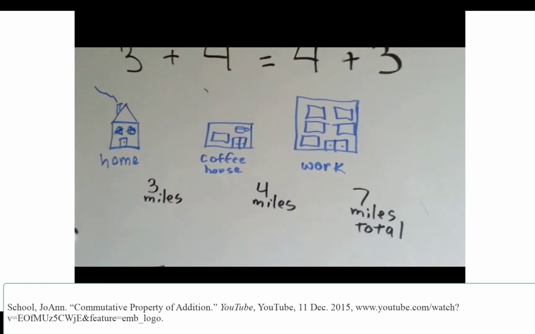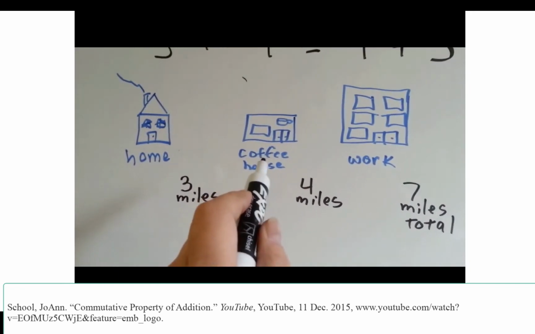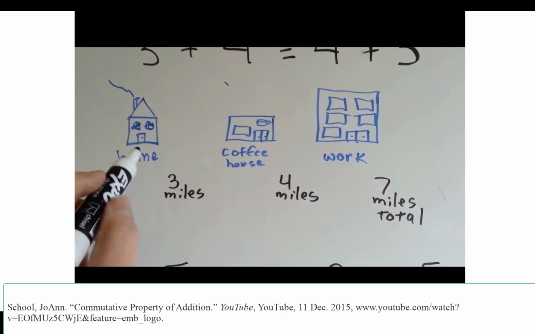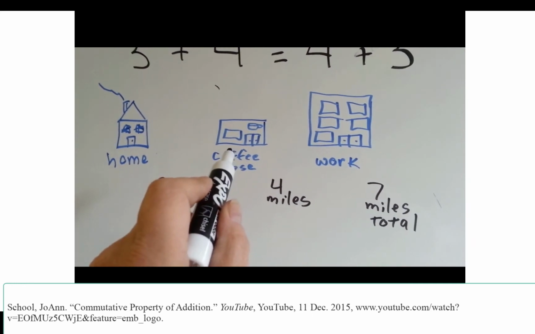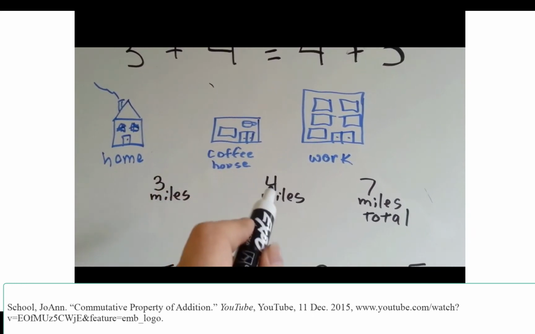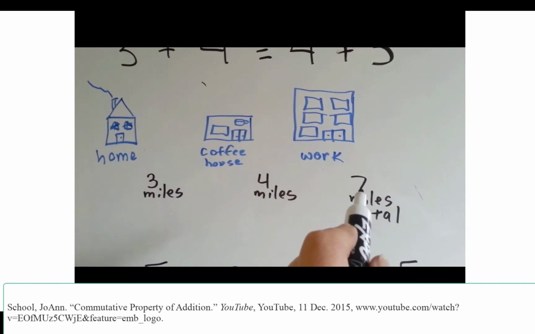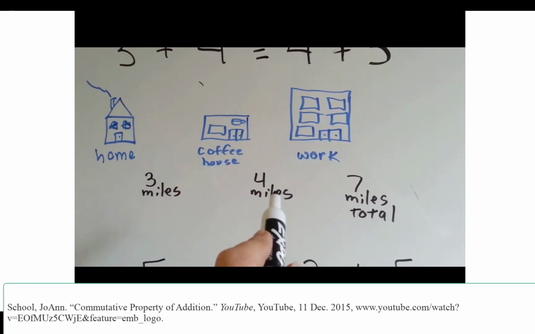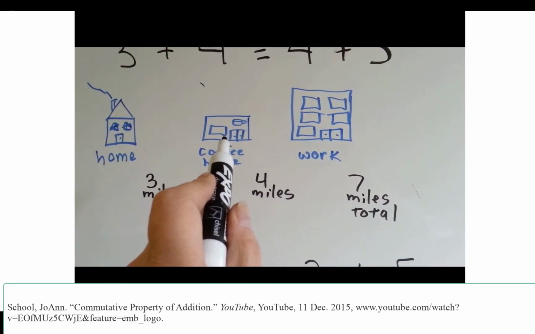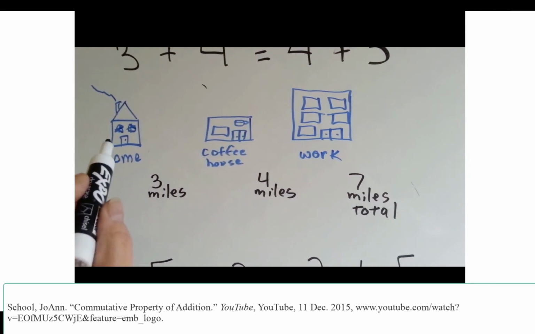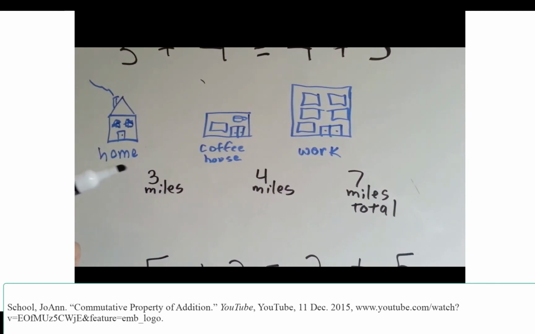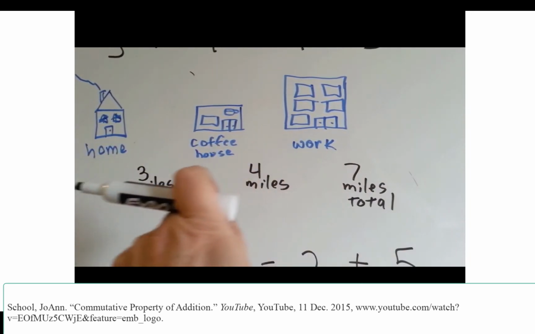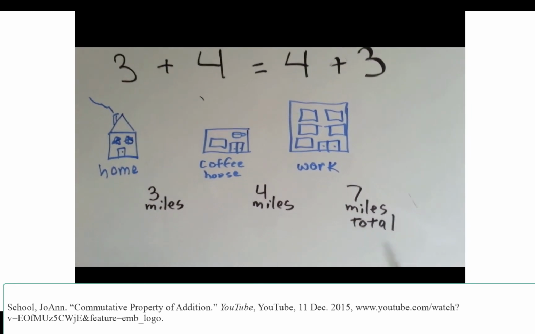So let's look at our commute. Here's your home, and here's a coffee house that you're going to stop at to grab a cup of coffee, and here's your work. You go from your home 3 miles to the coffee house. You get your coffee, then you go 4 more miles to work. That's 7 miles total. Well, when you're done at the end of the day, you go 4 miles to the coffee house, grab another cup of coffee, and then go 3 miles home. It's still 7 miles. It doesn't matter if you're going to or from, 3 plus 4 or 4 plus 3, it's still going to be the same amount.